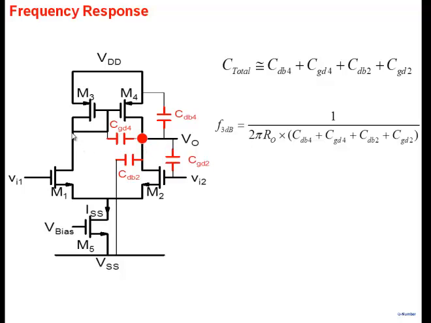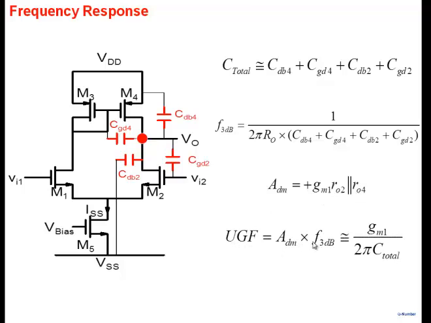This is a low impedance node because 1 by GM, and we are assuming that this one and this one is also a low impedance node. That is, we have connected a source here. Source resistance is very small. So under that assumption, there's only one high impedance node, and the 3 dB frequency is simply 1 by 2 pi R0 times the sum of the capacitance here. Gain we have already seen is GM times R02 parallel R04, and the product of the gain and 3 dB is what we call the unity gain frequency, and that simplifies to GM by 2 pi times the total capacitance.